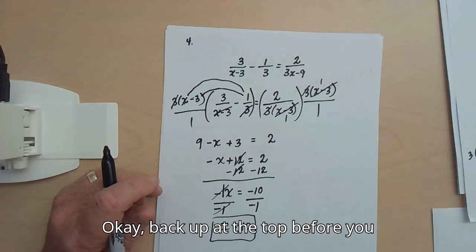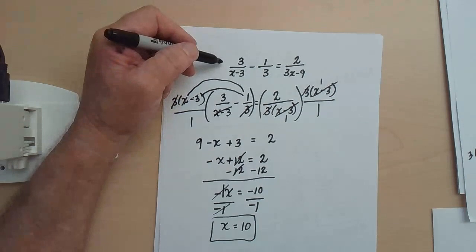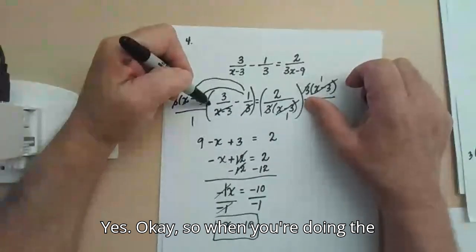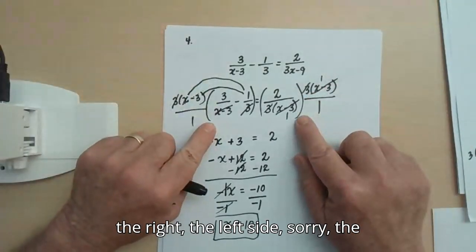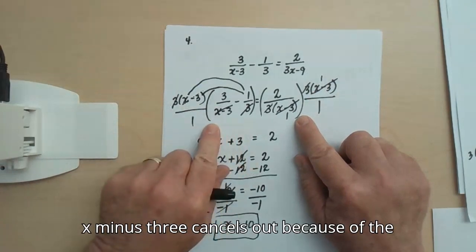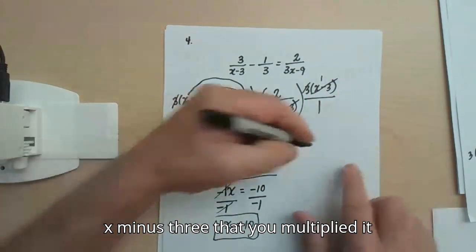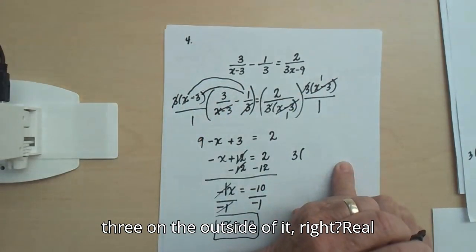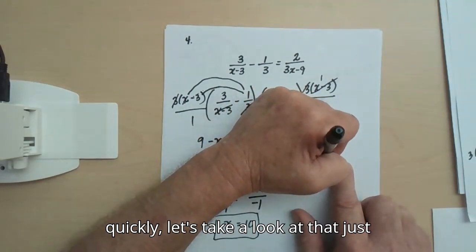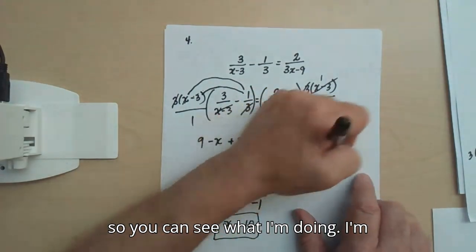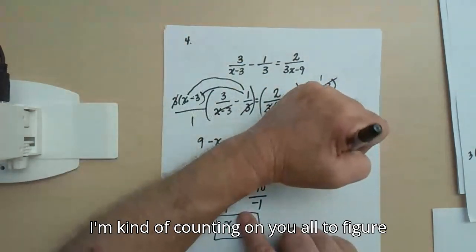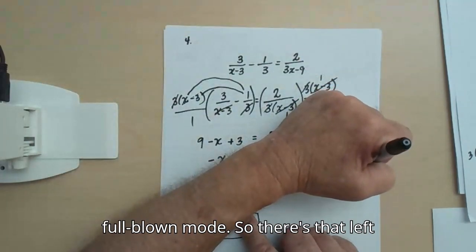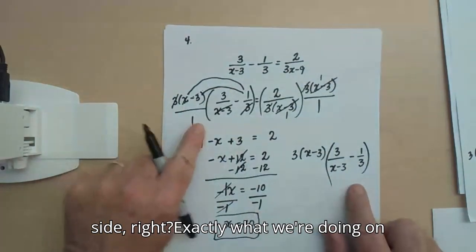Okay, back up at the top before you simplified it, the second part. Down a little bit. So when you're doing the left side, the x minus 3 cancels out because of the x minus 3 that you multiplied it with, and then the 3 on the negative 1/3 cancels out from the other 3 on the outside of it, right? Let's real quickly take a look at that, just so you can see what I'm doing. I'm kind of counting on y'all to figure out the distributing, but let me show you what's really happening in full-blown mode.